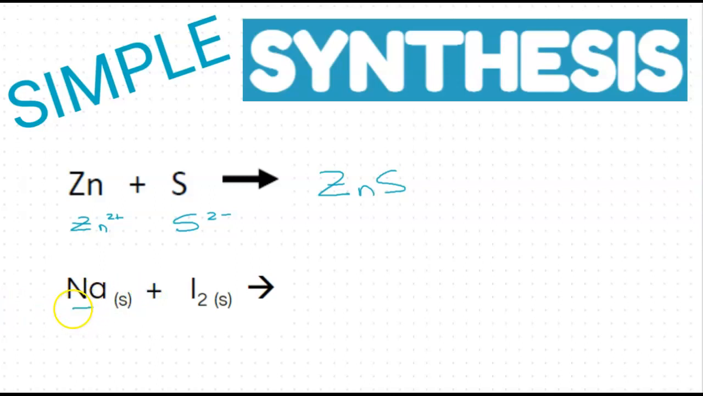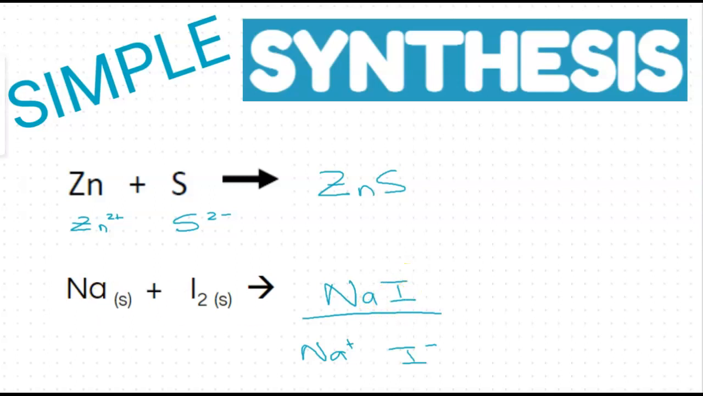I have sodium and I have iodine. Two elements are going to come together to form a single compound. So metal, nonmetal, I look up my charges. Sodium is a +1. Iodine is a -1. Now remember, I don't bring the 2 over, just iodide. Crisscross reduce, I would have NaI.